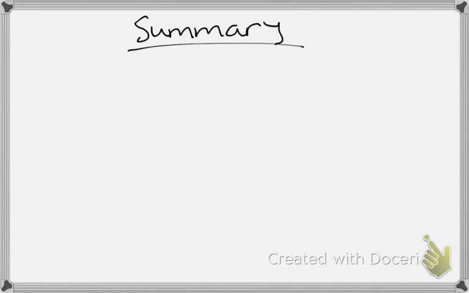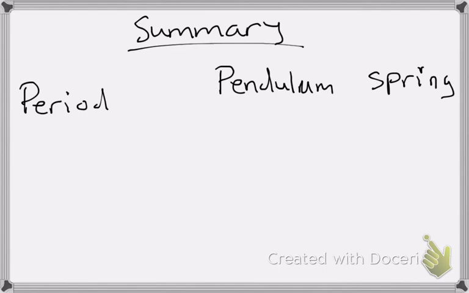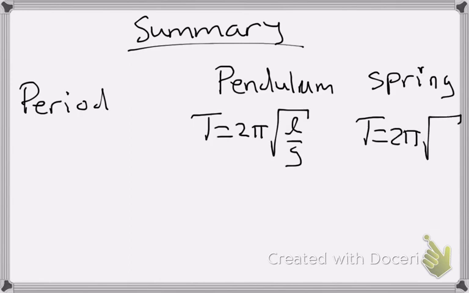Let's do a summary because we've gone through quite a bit. So we have two very common things that we'll see a lot of in simple harmonic motion, and that's the period, and the two things that we'll see it most often for is a pendulum or a spring. So the period of a pendulum is 2 pi times the square root of L over g, and the period of a spring is very, very close to that equation, but instead of L over g, it's m over k, where k is the spring constant and m is the mass.